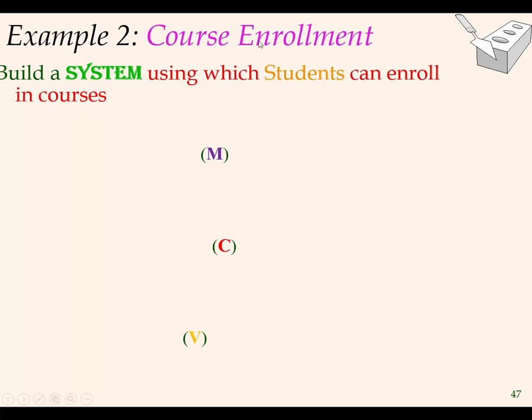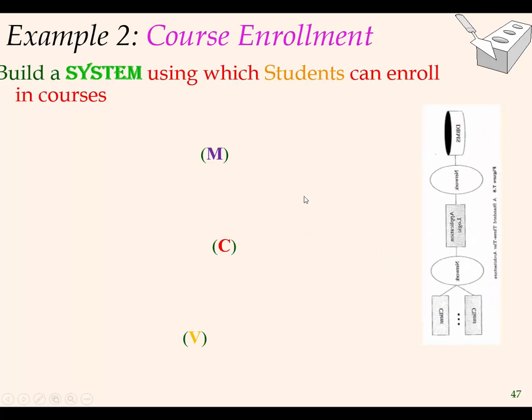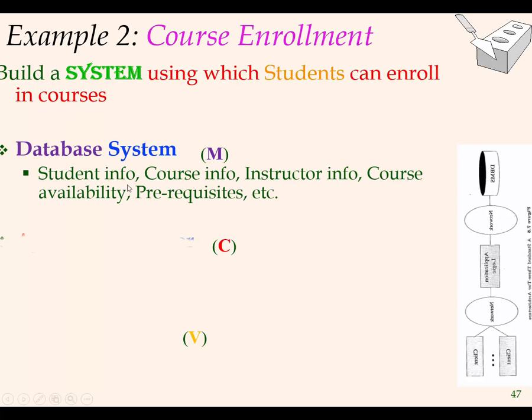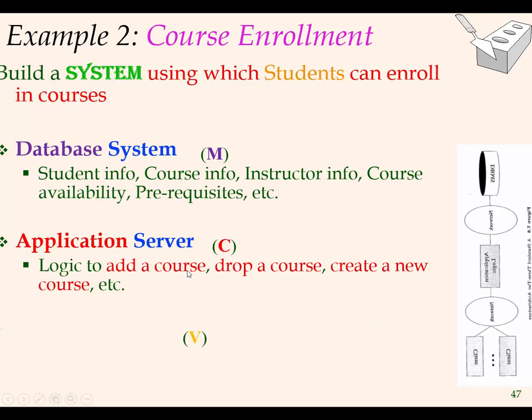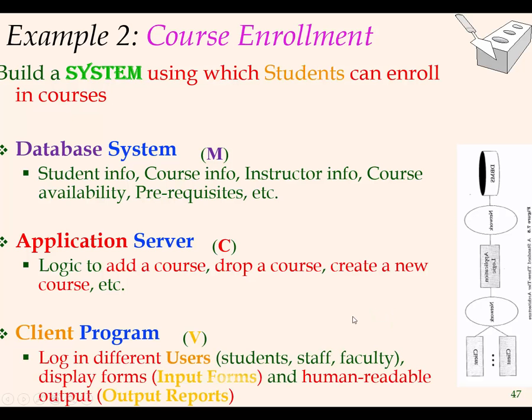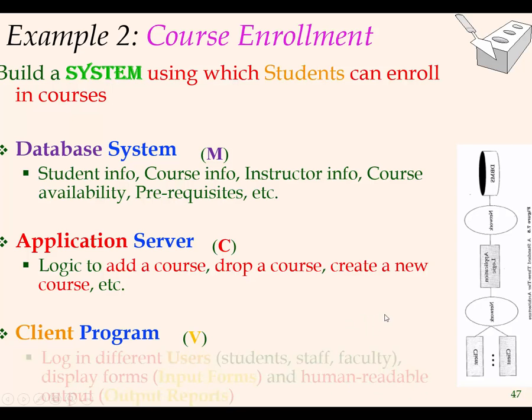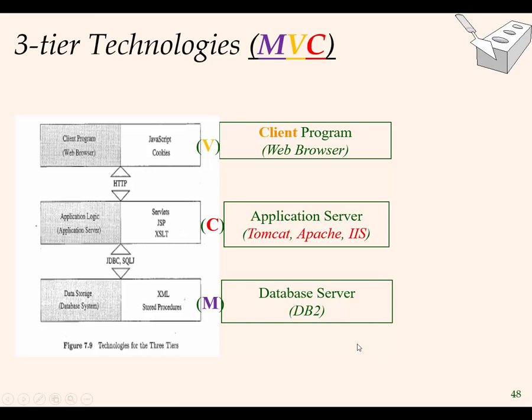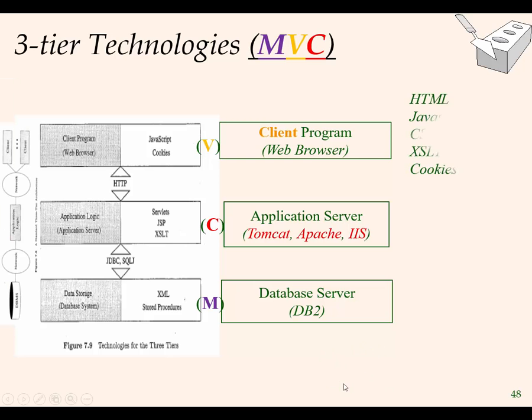Let's take another application, course enrollment. Again, if you create this application using the MVC, the model in the database server will contain information about your tables: student, course, instructor, course prerequisite. The application server is the verbs, what you can do. You can add a course, drop a course, create a course. The client, the view, is the presentation layer. And again, you'll have input forms and output reports in HTML, and we'll look at some of these technologies.